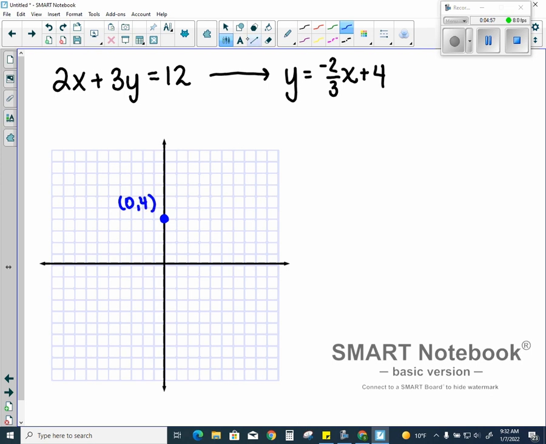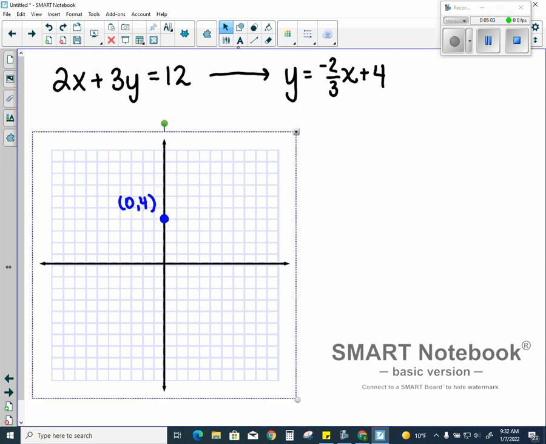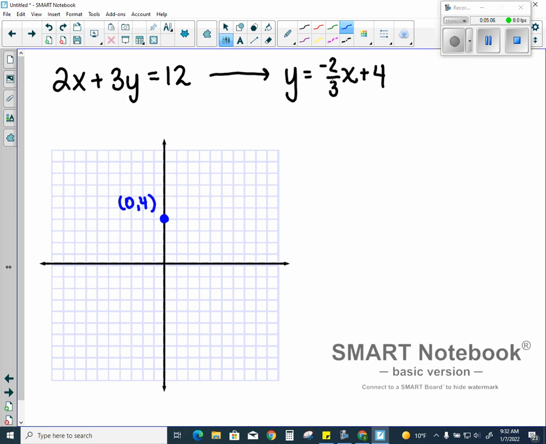I know it goes through the point 0, 4. I labeled that in a bad place. It's okay. If I know that the slope is negative 2/3, and I know that the slope represents the rise over the run, if I'm going to rise negative 2, that means I'm going to go 2 steps down. Negative direction is down. If I'm going to run positive 3, that's 3 steps to the right. If I go down 2 steps from 4, I'm at 2. If I go to the right 3 steps from 0, I'm at 3.